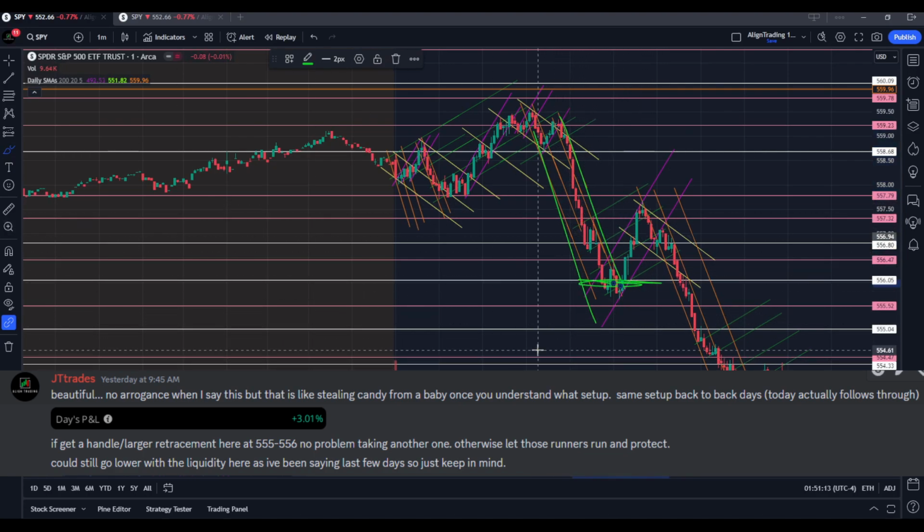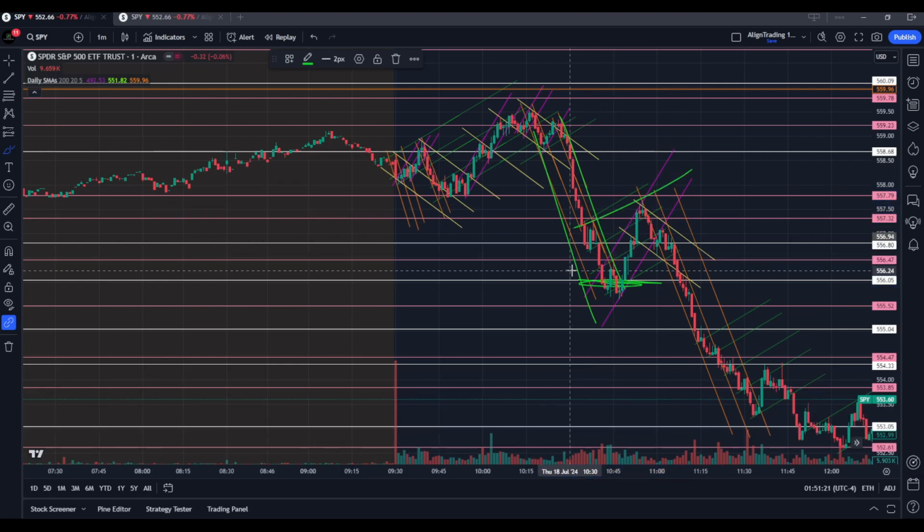I protected my position and explained you can leave runners, but be watching for that same green and purple algorithm right here if we want to see another head and shoulder rejection. And you can see that along with this inverse cup, right? Once again, this orange selling continuation.